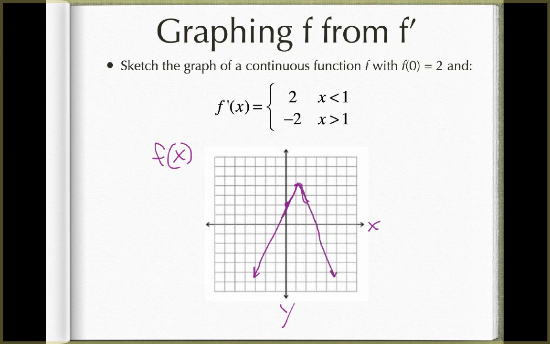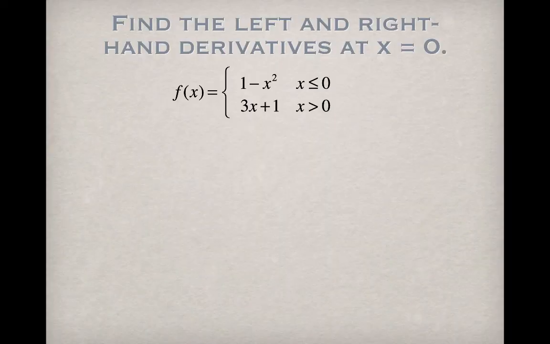That's a very crude graph, but we have a slope of negative 2 going out on the right. And that is our f of x graph given our f prime of x, and a place to start with f of 0 equal to 2. And this is how we go back from an f prime graph to graph f of x. Here it says find the left and right hand derivatives at x equals 0.